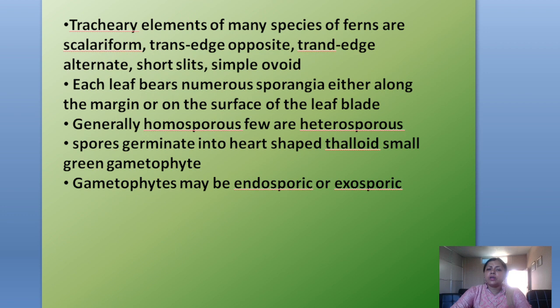Tracheary elements of many species of ferns are scalariform, with transverse opposite, transverse alternate, short slits, simple oval pits. And each leaf bears numerous sporangia, either on the margin or the surface of the leaf blade. Generally they are homosporous, but a few are heterosporous. After germination, spores develop a heart-shaped thalloid, small green gametophytic structure. The gametophyte may be endosporic or exosporic.